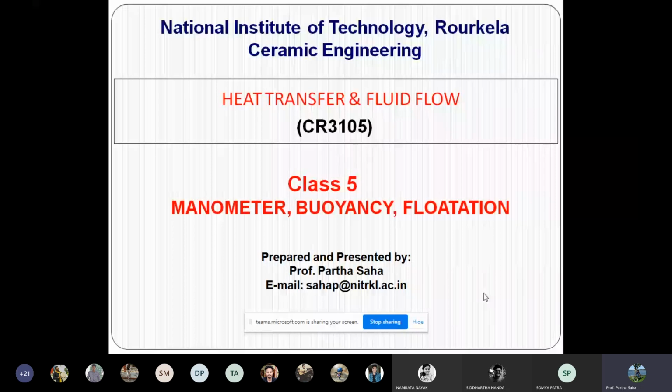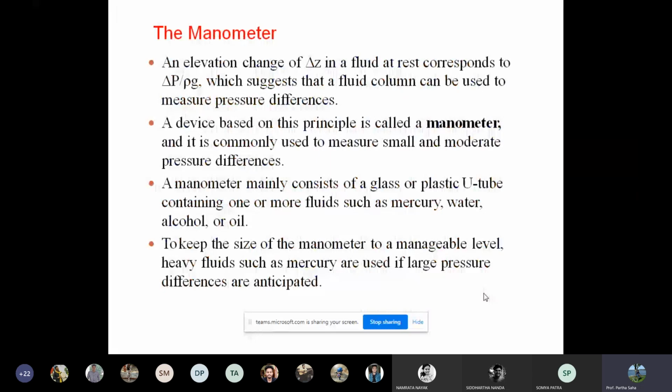We'll start our class, that is class number 5 today. And we are going to talk about manometers and what is buoyancy, flotation, all these things today. I think we briefly talked about manometers in the last class. So we are going to continue where we left. So let's refresh our memories.